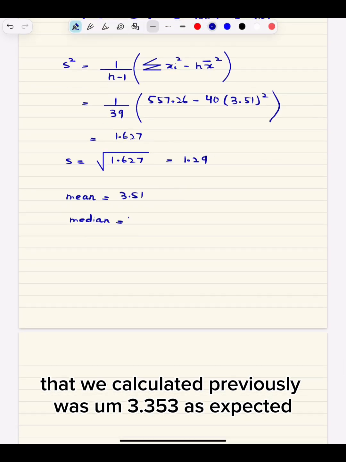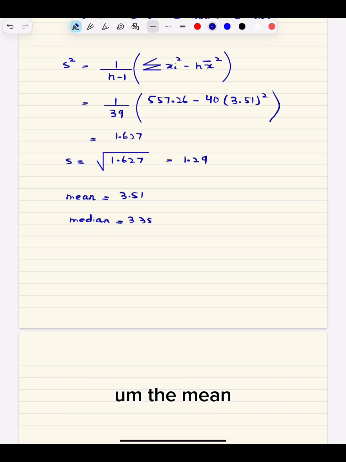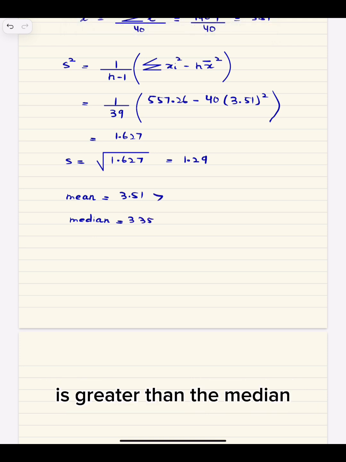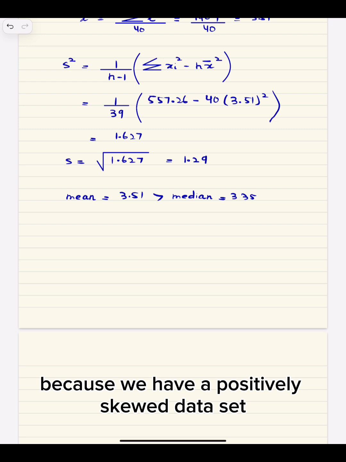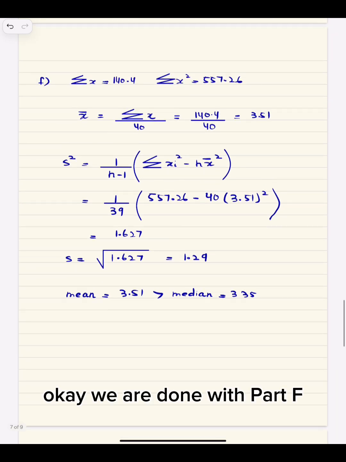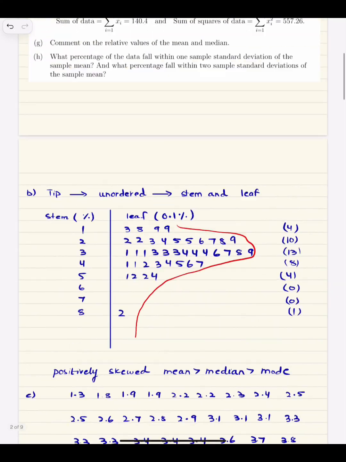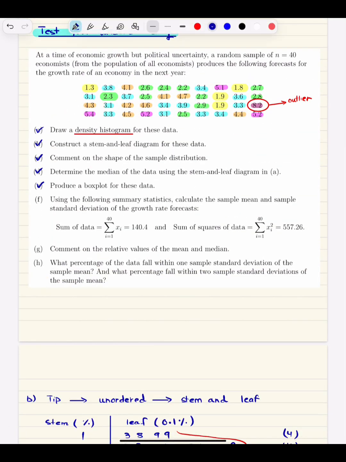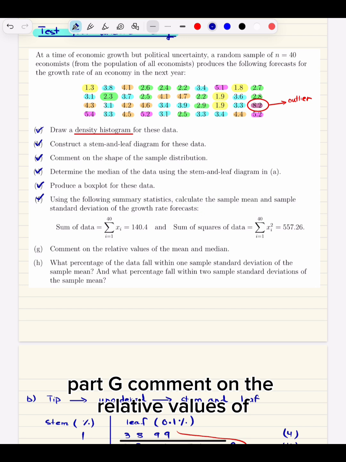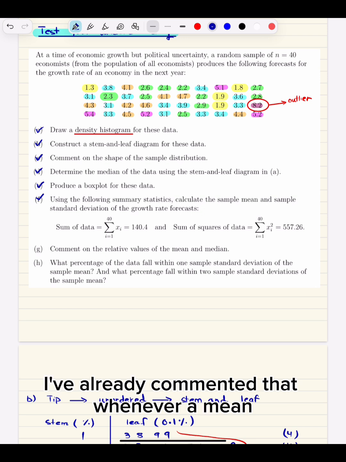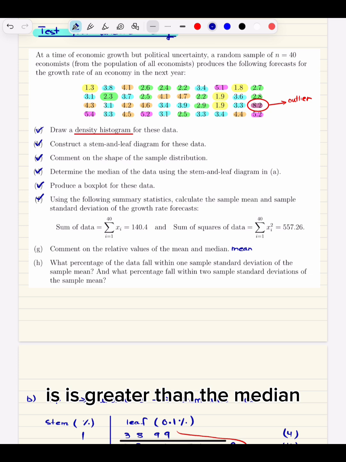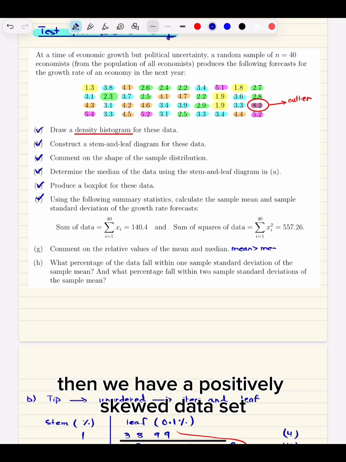As expected, the mean is greater than the median because we have a positively skewed data set. Okay, we are done with part F. Now moving on to part G, comment on the relative values of... I've already commented that whenever the mean is greater than the median, then we have a positively skewed data set.